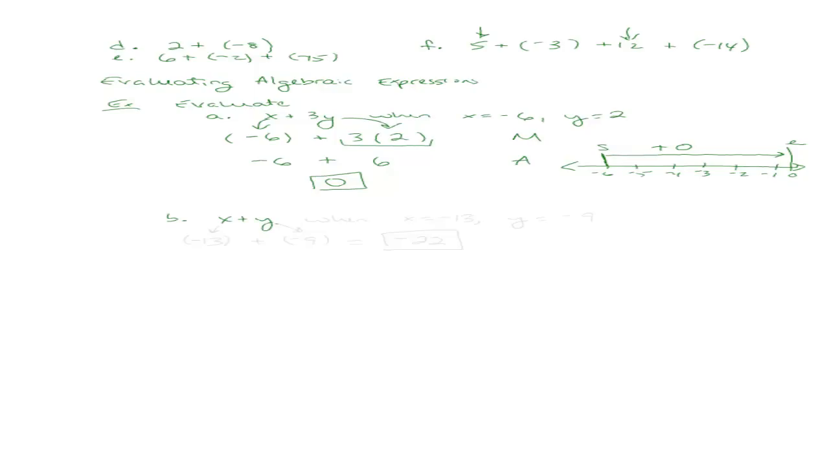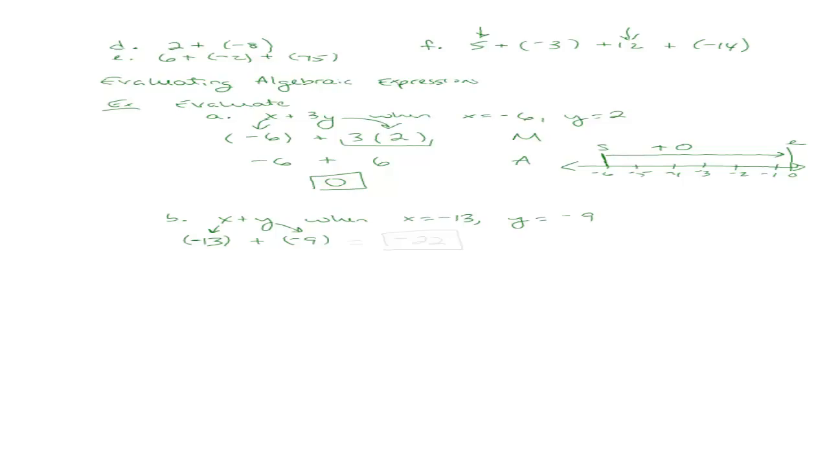Let's try another one. Let's evaluate x plus y when x equals negative 13 and y equals negative 9. So the easiest thing to do is, wherever you see an x and wherever you see a y, put in parentheses and then plug in your numbers. So because x was negative 13, I'm going to put a negative 13 in here. And because y is negative 9, I'm going to put in a negative 9 in here.